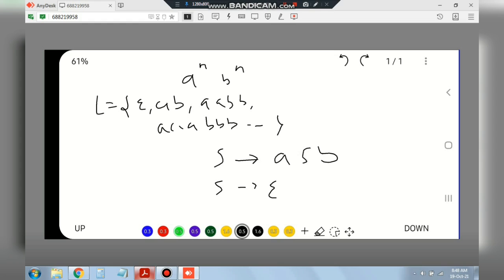If I have to generate AABB, I'll replace this S with ASB, because S is equal to ASB, right? And here I'll have epsilon. So what's happening here? Wherever S is there, it gets replaced with ASB. Then again the S will be replaced with ASB, and so on. So I'll get n number of A's in the starting, and in the ending I'll have n number of B's. Finally, I'll replace S with epsilon where I want to stop. So I'll get the string as n number of A's followed by n number of B's.